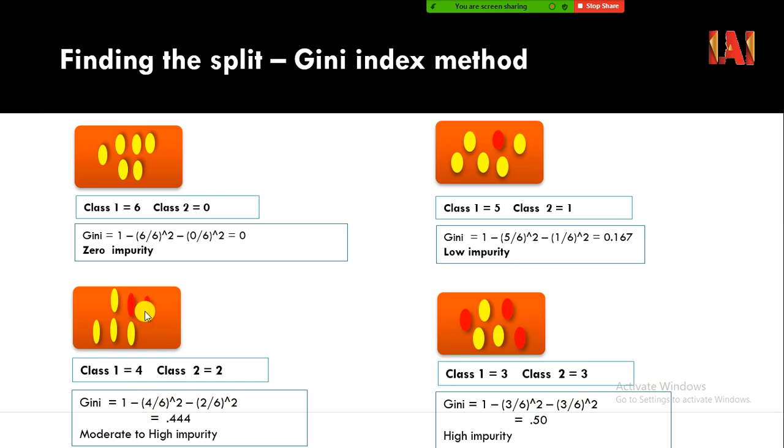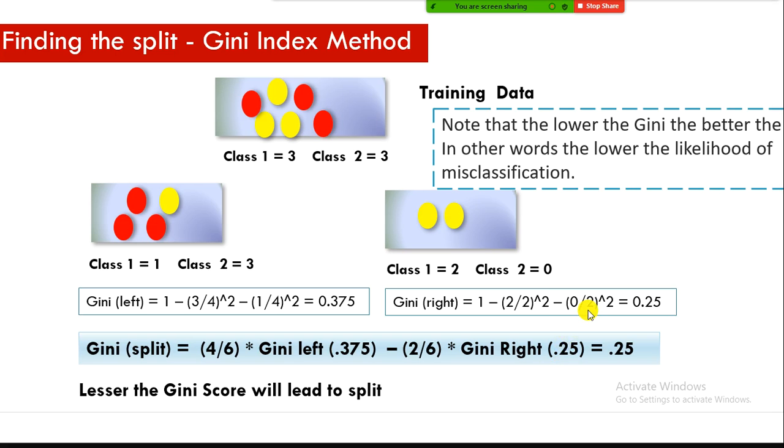Look here, for class 2 we have 2 observations. But when I had one observation in class 2, the impurity was low. As I keep increasing class 2 until they are on par, look here, both of them are equal. Class 1 has 3 and class 2 also has 3. Here the impurity is very high. Just keep that in mind, okay?